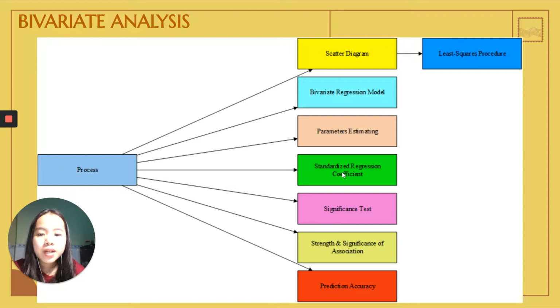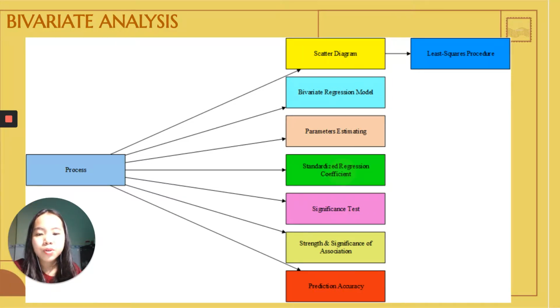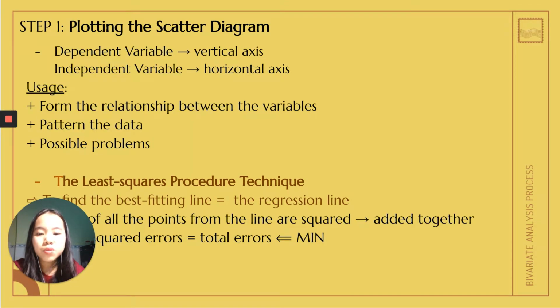A diagram, or a scattergram, is a plot of values of two variables for all the cases or the observations that we have collected. We will have the dependent variable on the vertical axis and the independent variable on the horizontal axis. This is useful for determining the form of relationship between the variables. It will help to signal to the researcher the patterns of the data, and it helps to identify possible problems, because any unusual combinations of two variables can be easily identified.